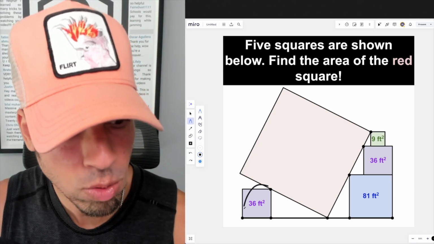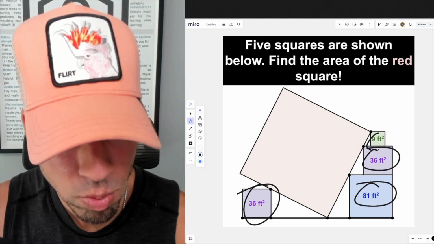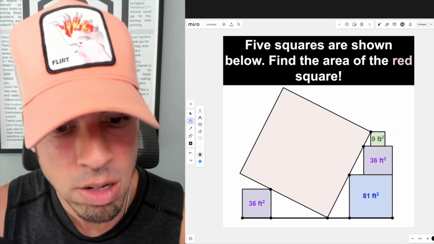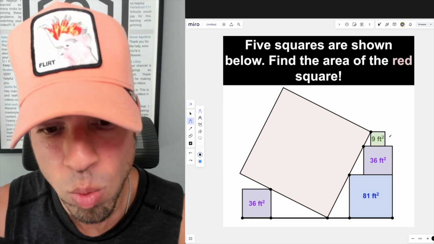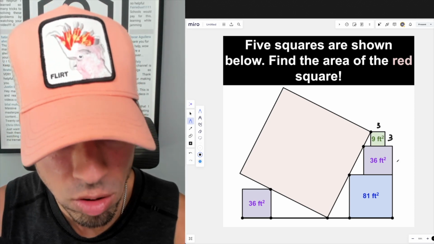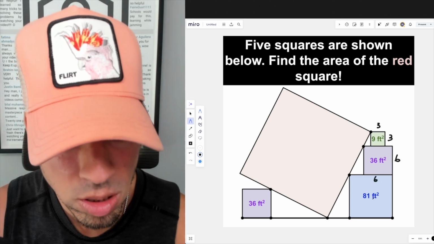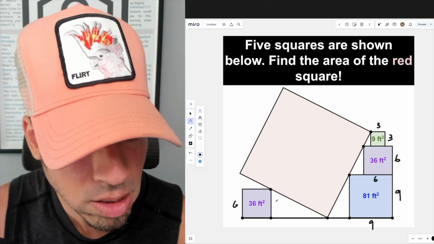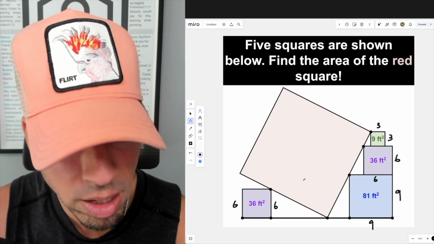All right, so you see that we've got all of these squares, right? And then this one is one gigantic square. The cool thing about squares is we know the side lengths are equal, and what times itself is 9, that is 3. What times itself is 36, that is 6. And what times itself is 81, that would be 9. So we've got these side lengths all here everywhere, and this is terrific.